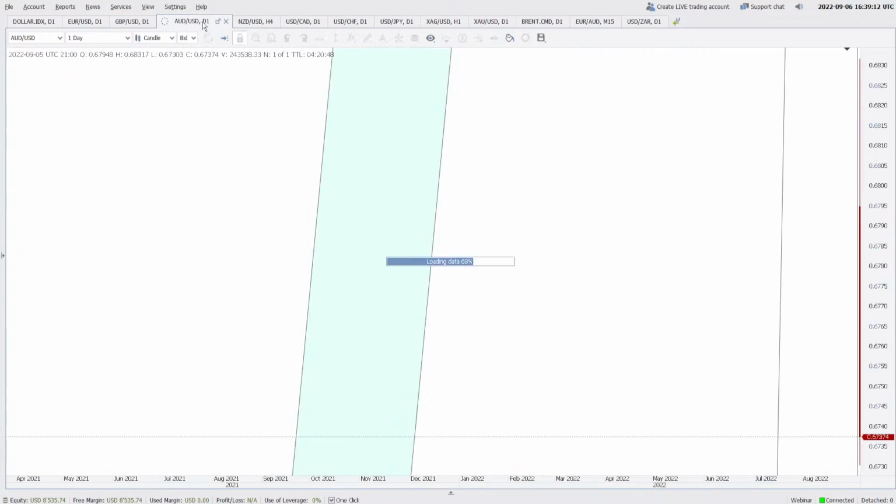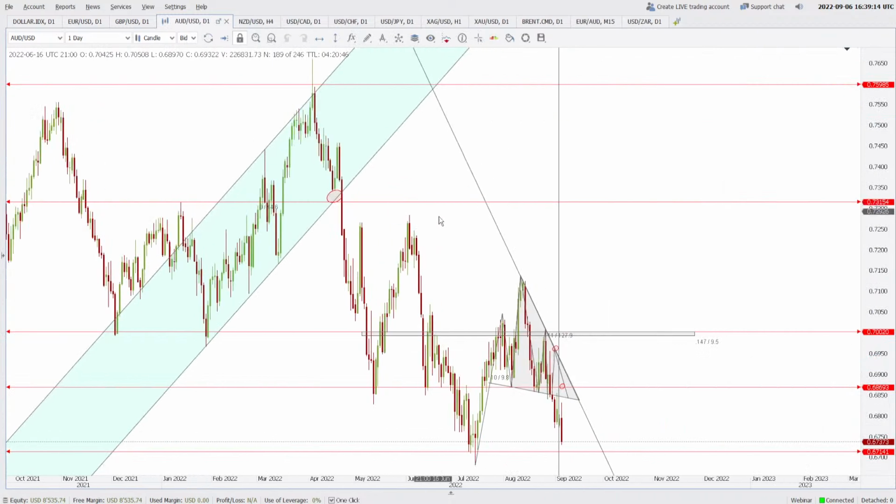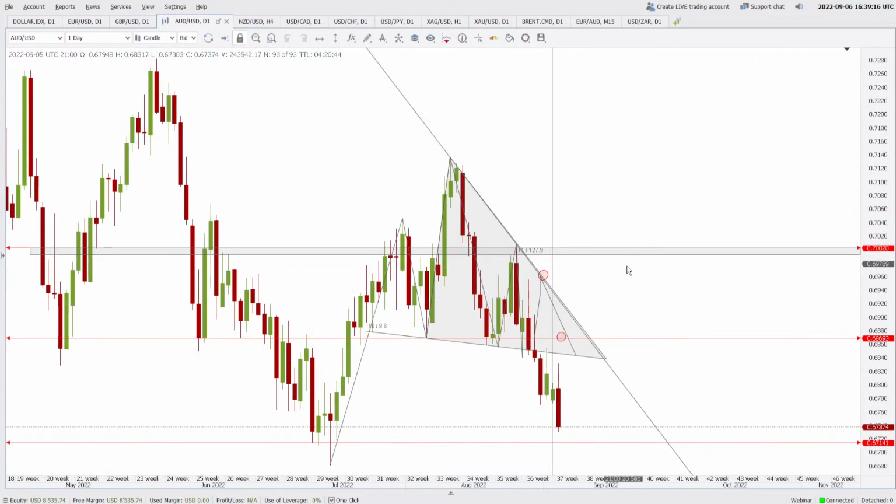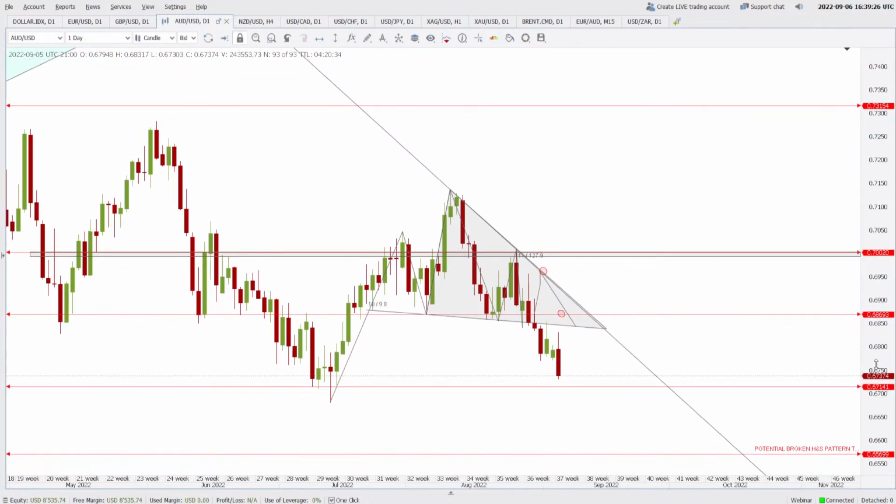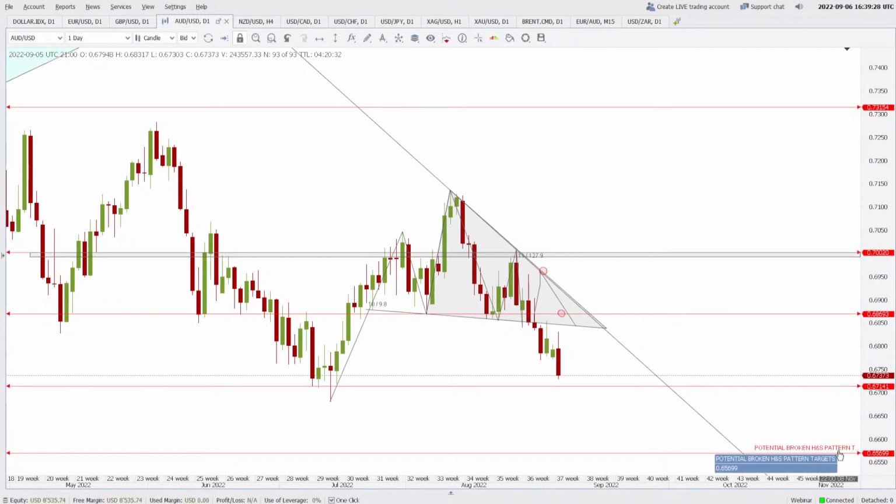Now I'm just giving you a quick flash. You see what is happening to the Australian dollar. The Australian dollar has already almost taken the targets of this support zone, but the targets are much deeper here. These are the potential broken head and shoulder pattern targets. This was the head and shoulder broken, and these are the targets. So there's a lot more to go.